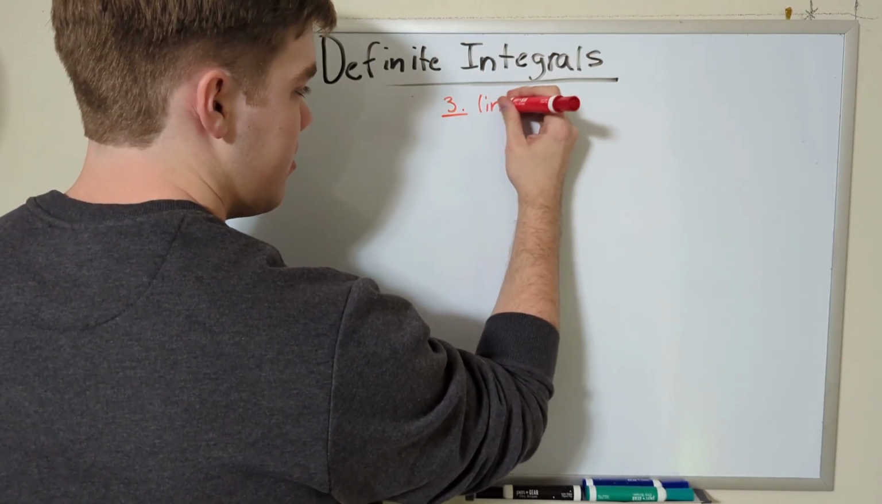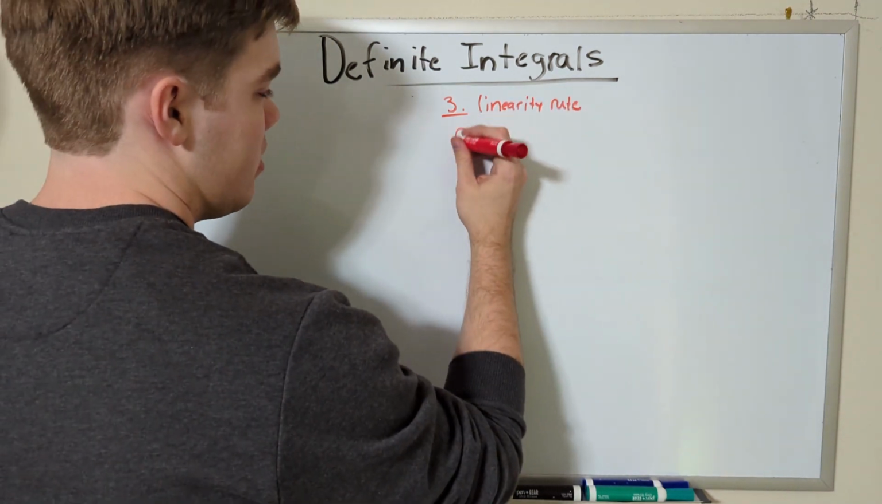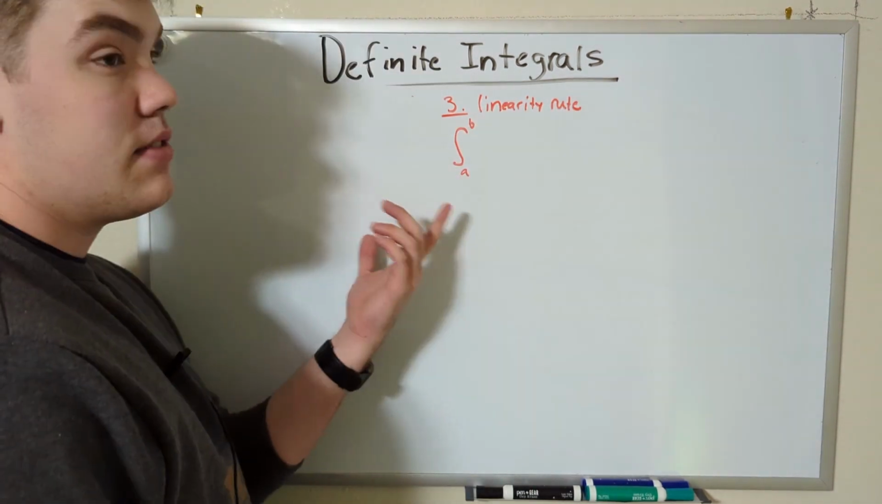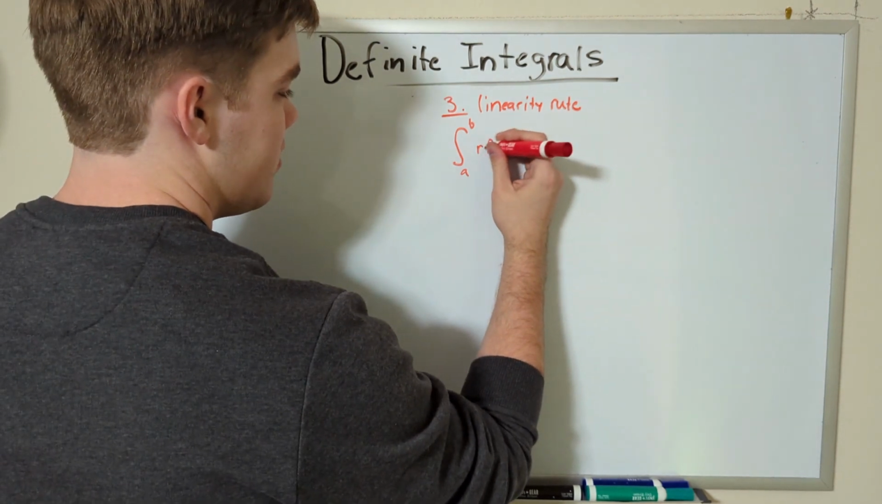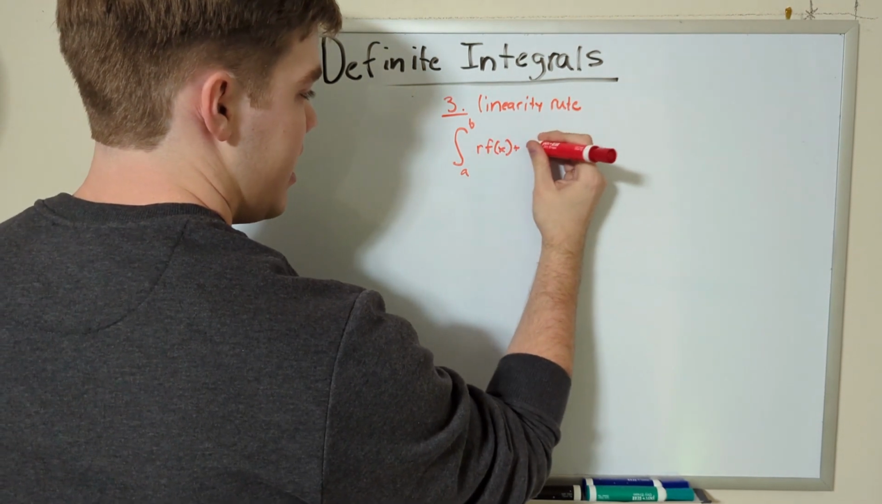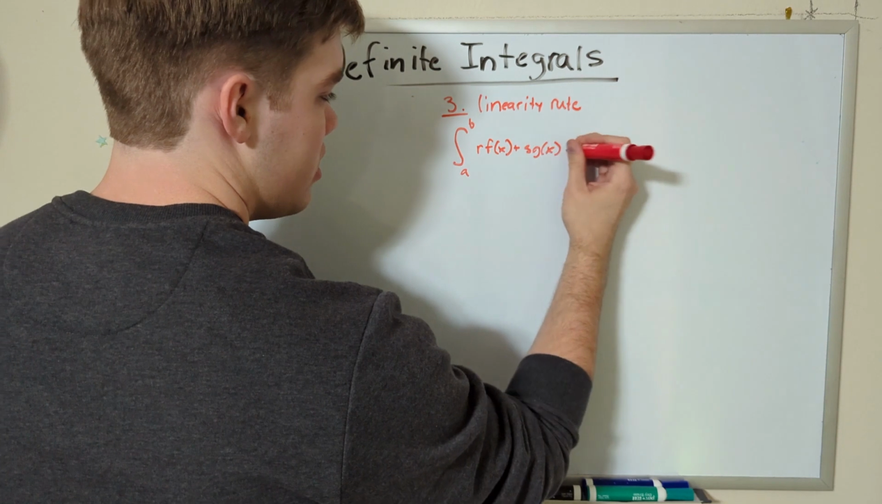Next up is the linearity rule. The linearity rule is very similar to rules we visited in the past. Let's say we have this definite integral of r f of x plus s g of x dx.